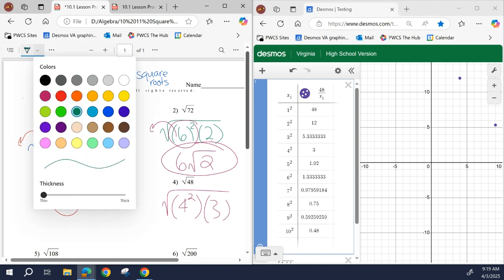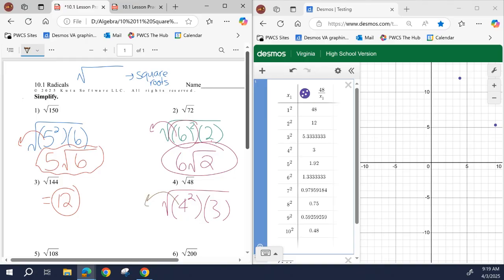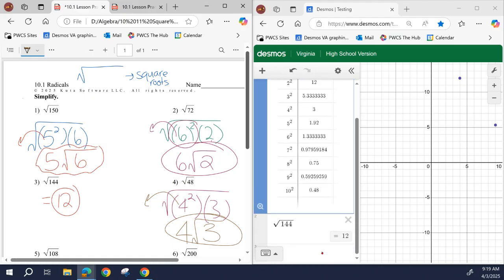And one more time, I'm going to pull this 4 squared out of the square root. And when it's coming out of the square root, it's going to lose its exponent of 2, and it's just going to be 4. And then that 3 is staying underneath the square root symbol. That's my simplified version. And just so you know, that 4 square root 3 is 4 times square root 3.